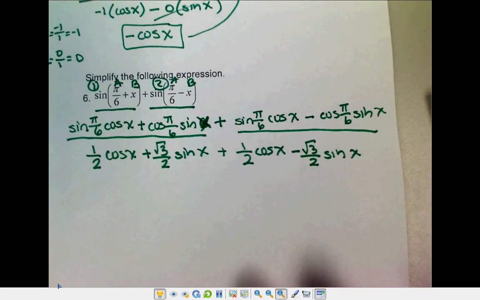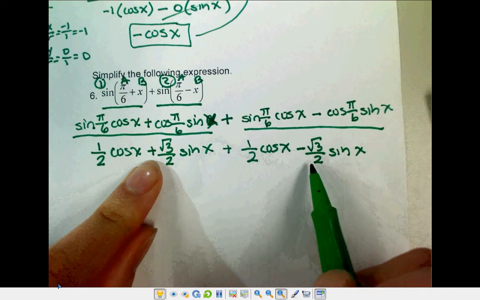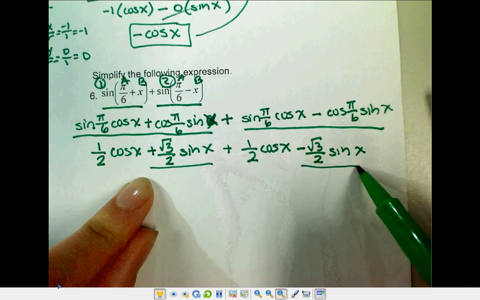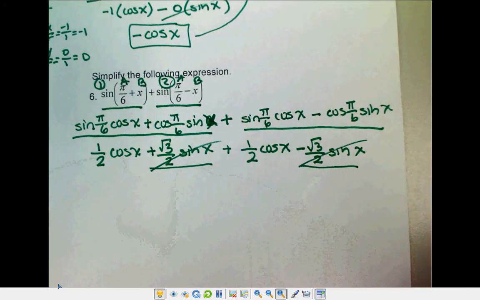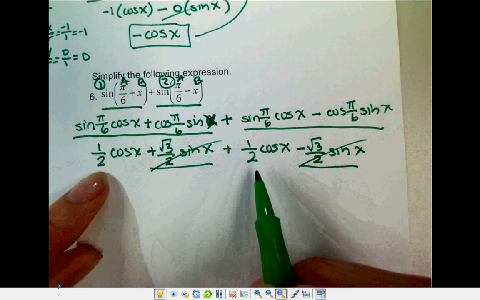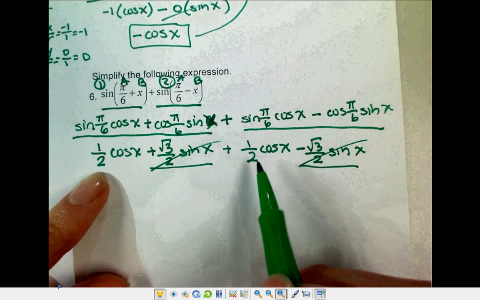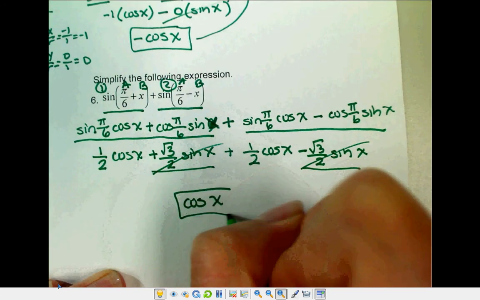And now we're going to try to simplify this. So this is a positive root 3 over 2 sine x and a negative root 3 over 2 sine x. So these two are going to cancel out when we add them together because it's just going to give you 0. Now we're left with 1/2 cosine x plus 1/2 cosine x. 1/2 plus 1/2 gives you a whole. So this actually just leaves us with cosine of x.